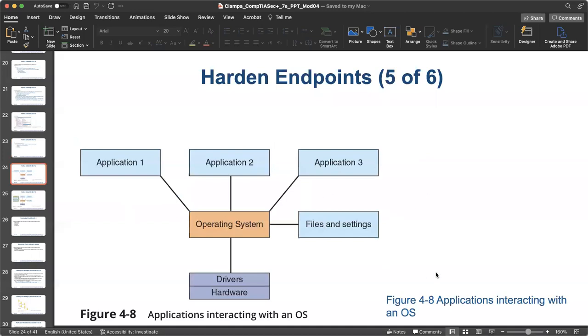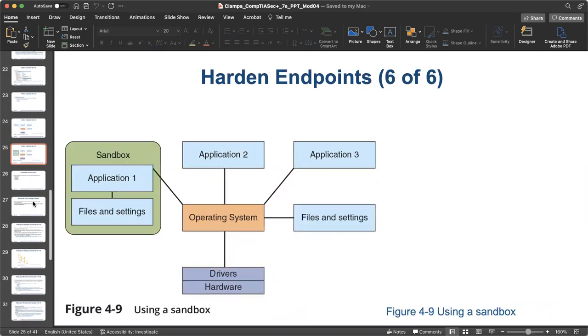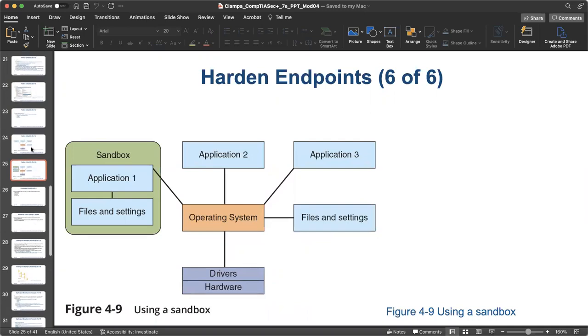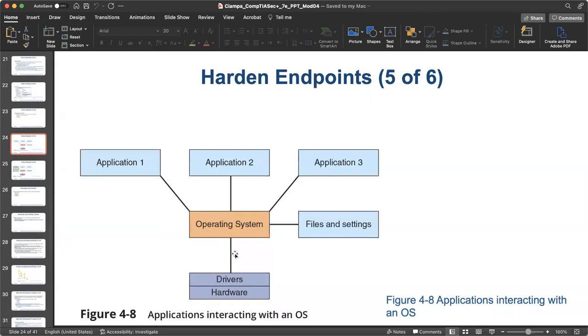As you can see here, you have multiple applications 1, 2, 3, right? They are on top of the operating system, and the files and settings of those are centrally managed to harden security against any kind of access to the hardware, which actually happens through your drivers, which are a part of the operating system, and applications installed on top of the operating system. You see how direct access can easily happen over here, right?